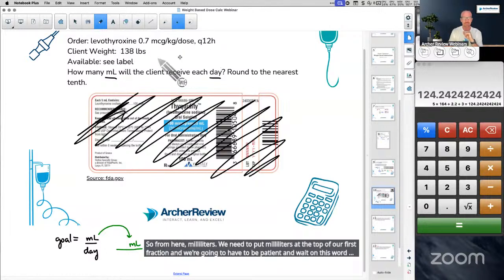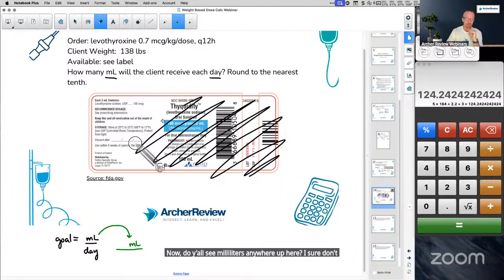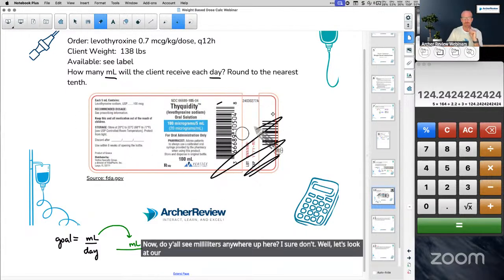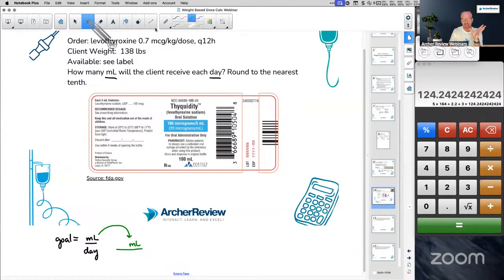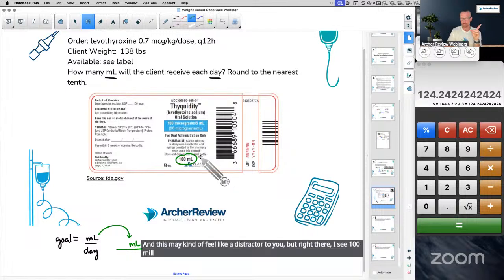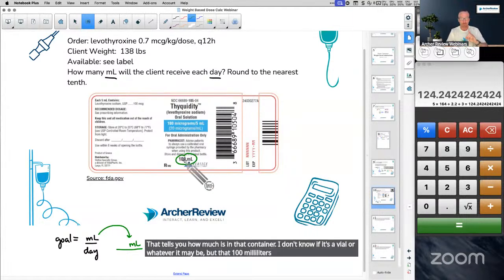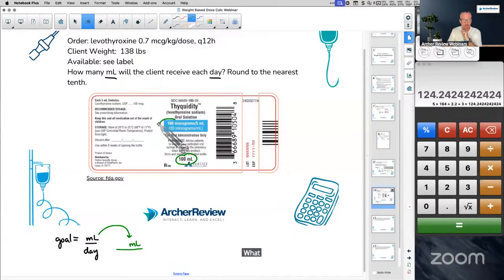Now, do y'all see milliliters anywhere up here? I sure don't. Well, let's look at our drug label. And this may kind of feel like a distractor to you, but right there, I see 100 milliliters. That is a distractor. That tells you how much is in that container. I don't know if it's a vial or whatever it may be, but that 100 milliliters tells you the total volume.